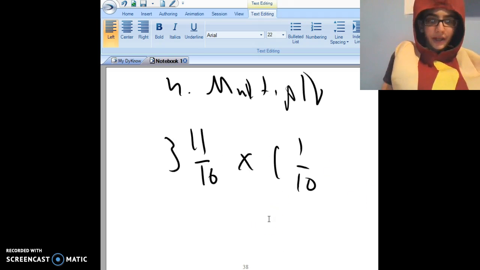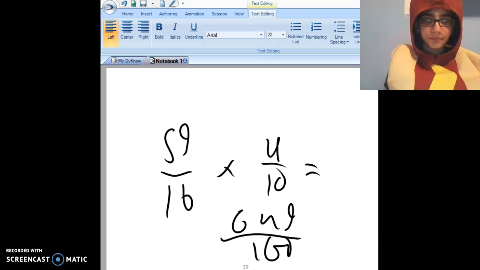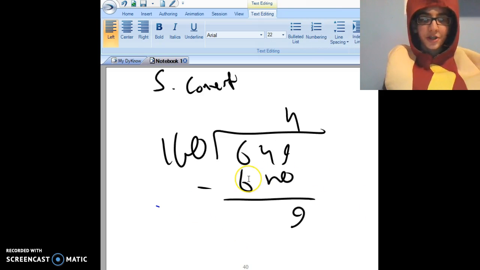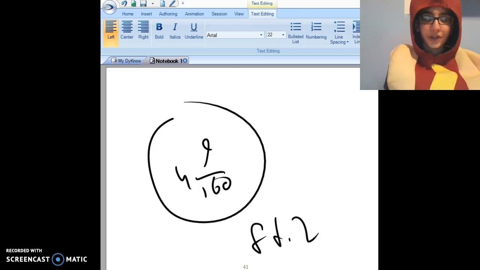So step 4 is multiply. 3 and 11 over 16 times 1 1/10. 10 times 1 equals 10 plus 1 equals 11. 11 over 10. That's 59 over 16 times 11 over 10. 59 times 11 equals 649, and 16 times 10 equals 160. 649 divided by 160 equals 4 with the remainder of 9, 4 and 9 over 160. That means that your trapezoid they're going to make out of meat, the book platform out of meat, ooh, very tasty, is going to be 4 and 9 over 160 feet squared.